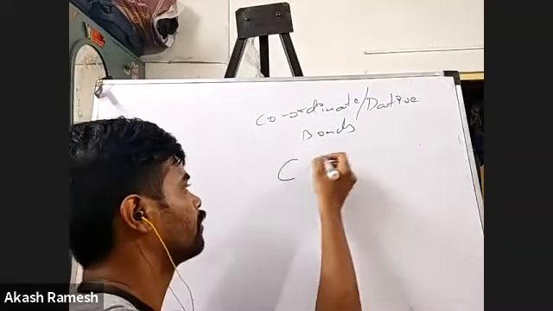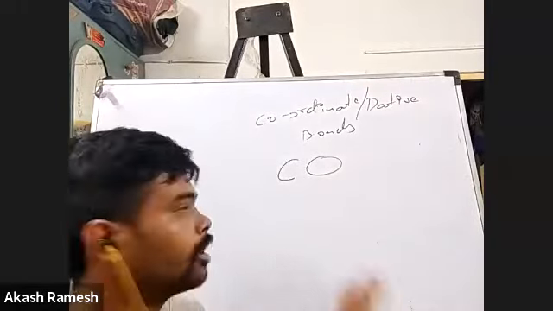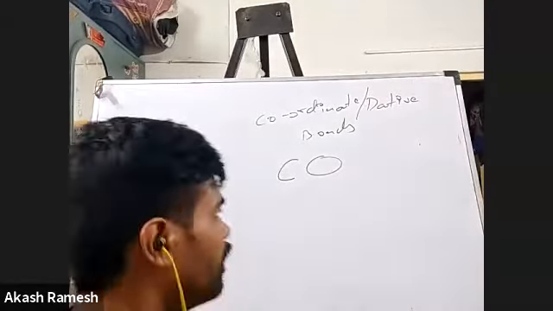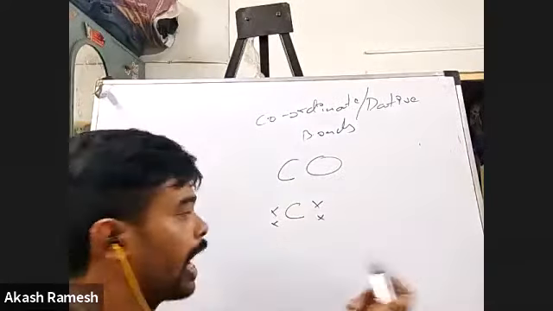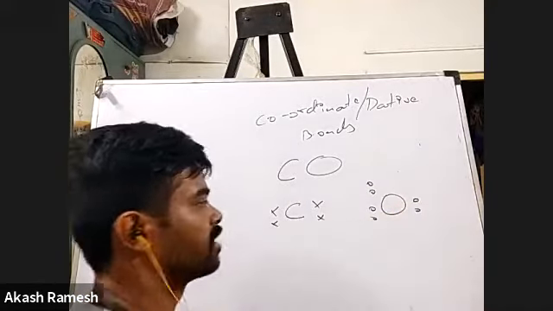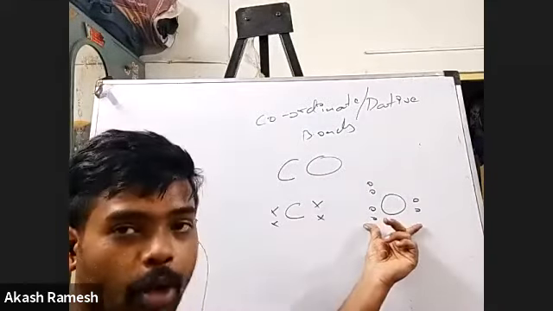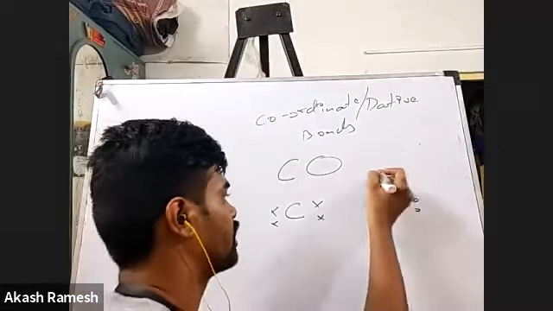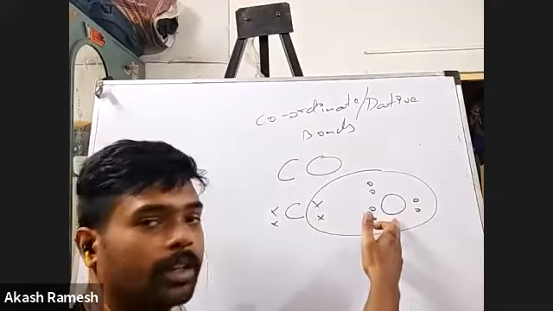Let me take the example of carbon monoxide, CO, and we'll try to draw the Lewis dot structure for it. Carbon has 4 valence electrons, and oxygen has 6 valence electrons. Now the oxygen atom requires 2 more electrons to satisfy its octet.